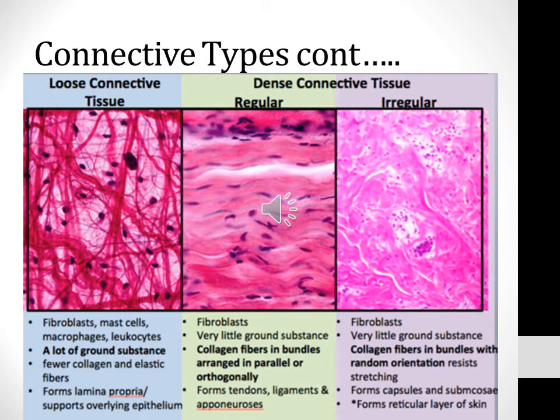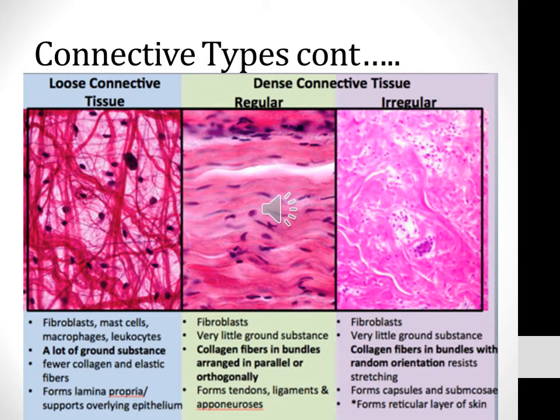Your dense irregular has a random orientation. It's going to keep your skin from getting all stretched out, so to speak. And then you've got this loose connective, which has fewer clear fibers. If you look at loose connective next to the dense regular, all that parallel arrangement is collagen fibers. And when you look at the loose connective tissue, you have fewer collagen fibers. Those are the dark red stringy things that are stained in here.